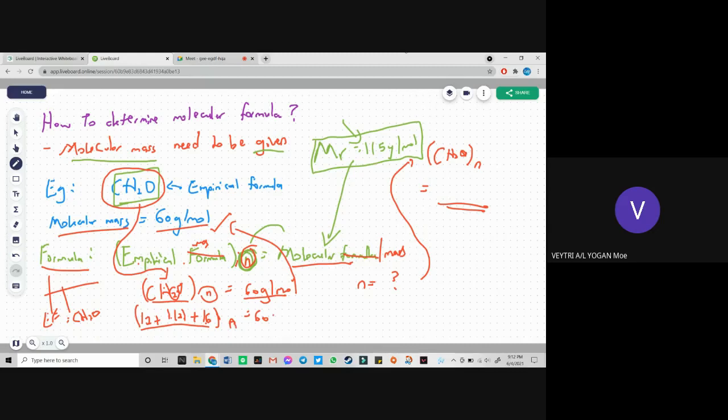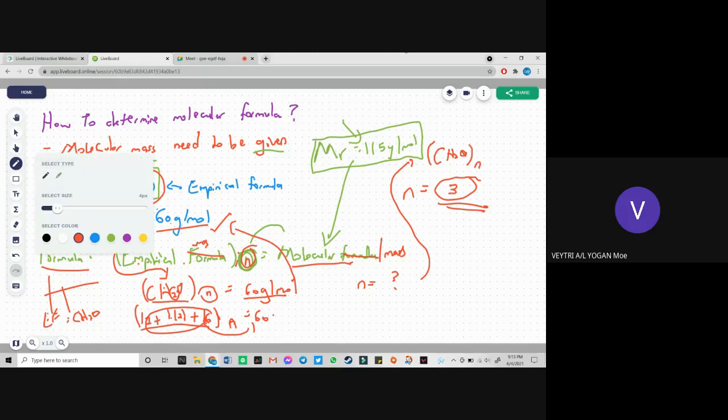Equals to 60. Lepas tu, what should you guys do? Total of these, just push it that side. You'll get a value of N. Okay, let's just assume the value of N is 3. Okay. Next, we don't stop there. We have to complete the question. Sebab soalan tanya, what is the molecular mass?